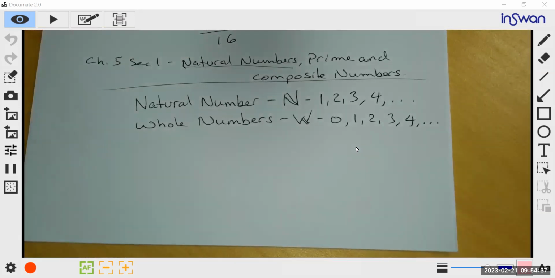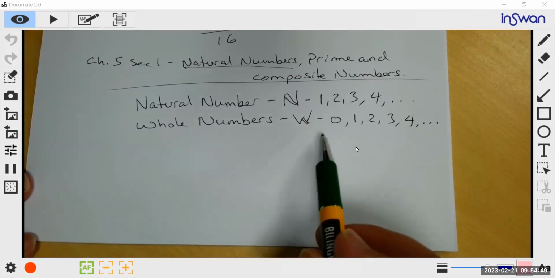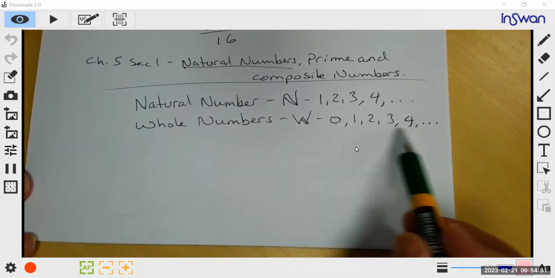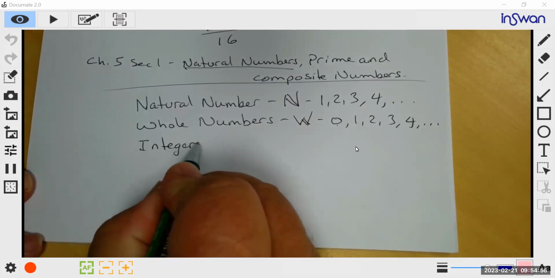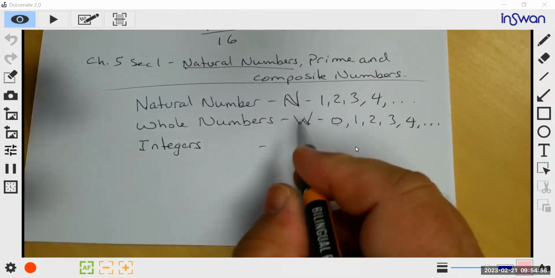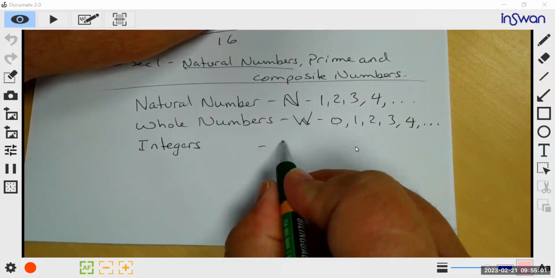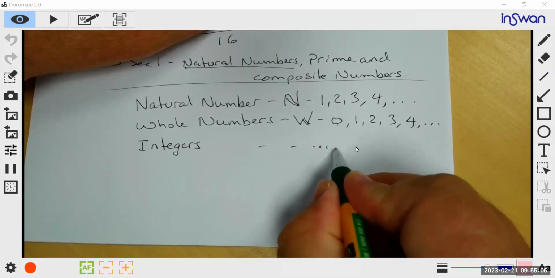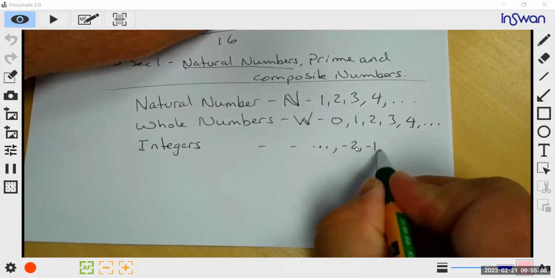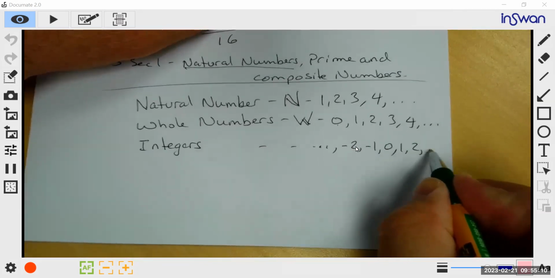You see how we're building up the number system from positive numbers to 0. Now what do we need to add? The negative numbers. So the set of numbers that include all the negatives, 0, and all the counting numbers are called integers. I'll remember the integers symbol. So that's all the negative numbers, 0, and all the positive numbers.